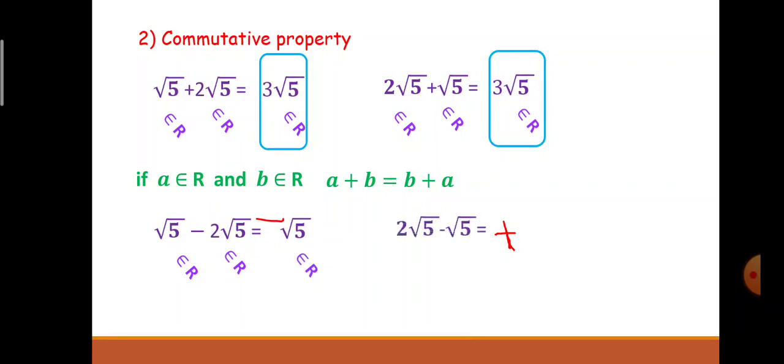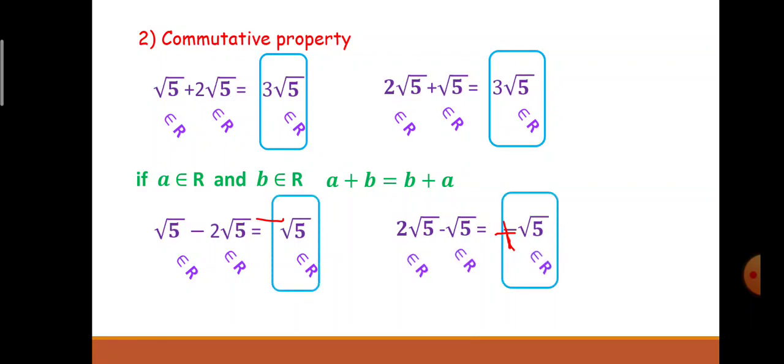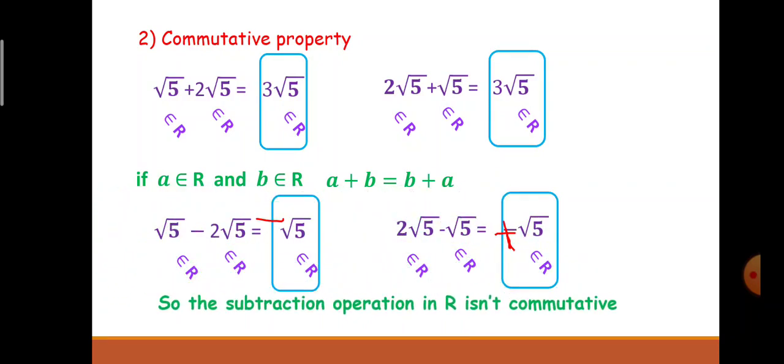Okay? But if we change the place of each two terms, here 2 square root of 5 minus square root of 5 will be positive square root of 5. So here our right hand side is not equal to the left hand side because negative square root of 5 does not equal positive square root of 5. So here, the addition operation is commutative, but the subtraction operation is not commutative in R.